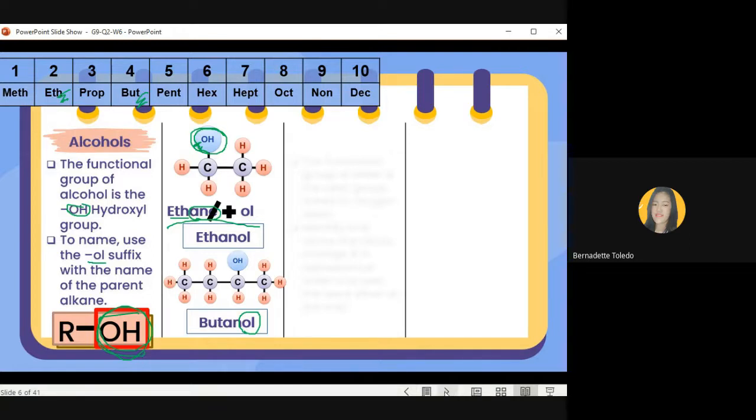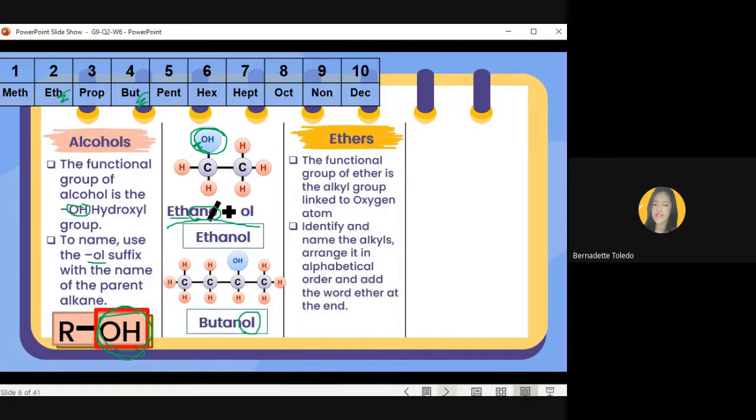Another functional group is the ethers. Most of us are not familiar with ether. The functional group of ether is an alkyl group linked to an oxygen atom. It is named by naming the alkyls that are connected to the oxygen atom, and we will arrange the names of the alkyls or branch chains in alphabetical order, and we will put the word ether at the end of the name. So let's have an example of this one.